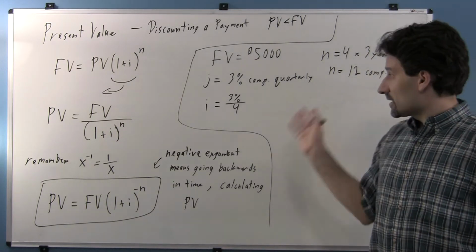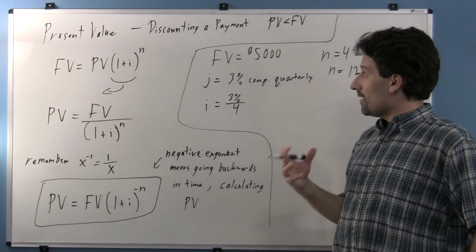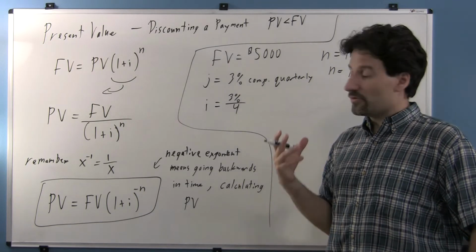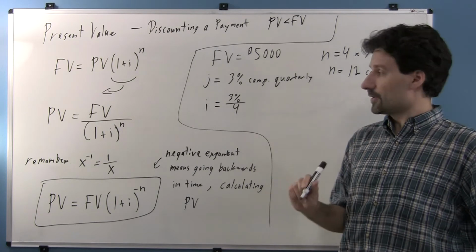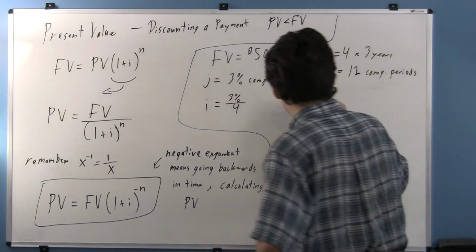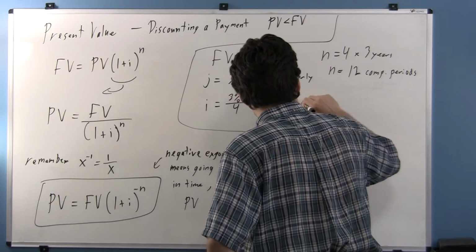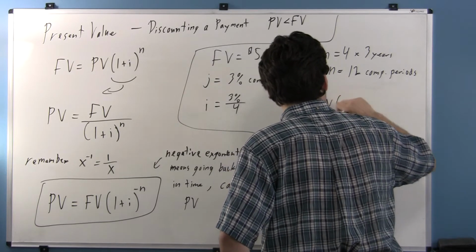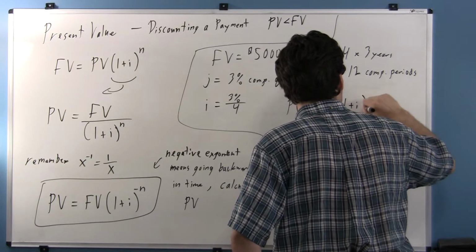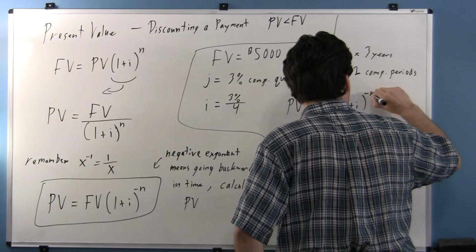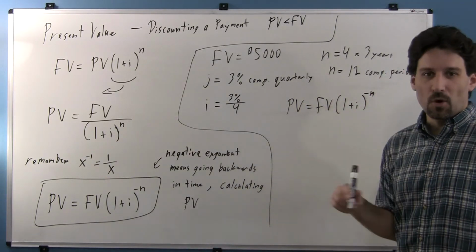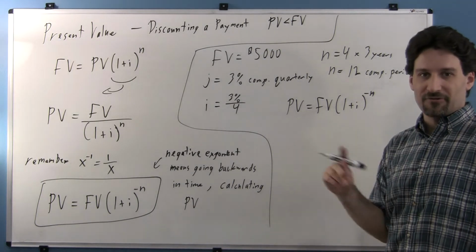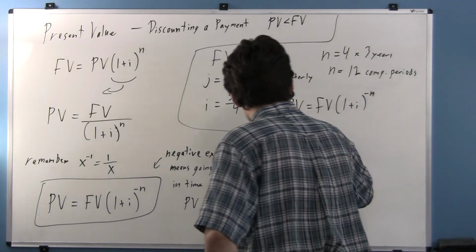So we're going backwards in time 3 years to figure out how much money she would need to invest to end up with $5,000. Let's try our new formula. PV equals FV times (1 plus i) to the negative n. It's great because it's the same formula, just the one change of the exponent makes it flip PV and FV.